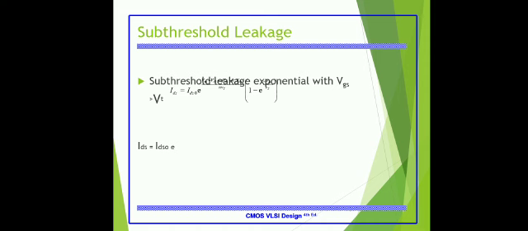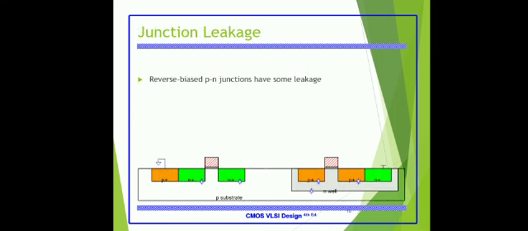Subthreshold leakage is exponential with VGS, and we write this equation as IDS is equal to IDS naught into e power of VGS minus VT divided by n VT. So here you can see the P substrate and the N well substrate.